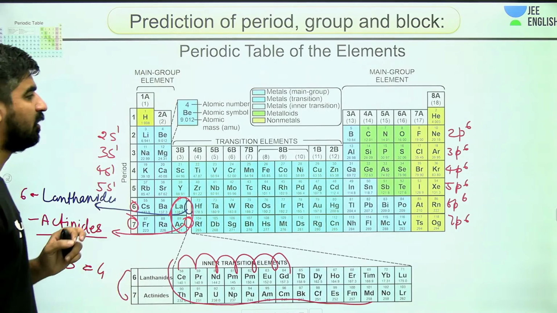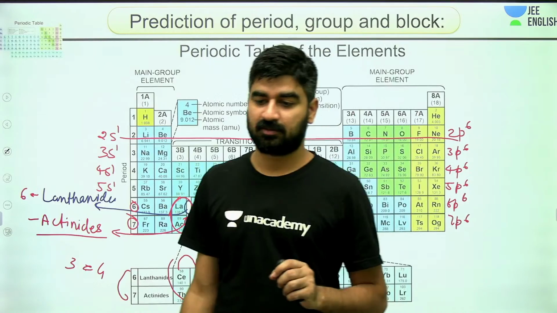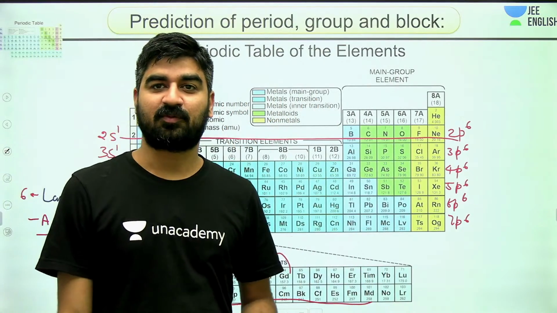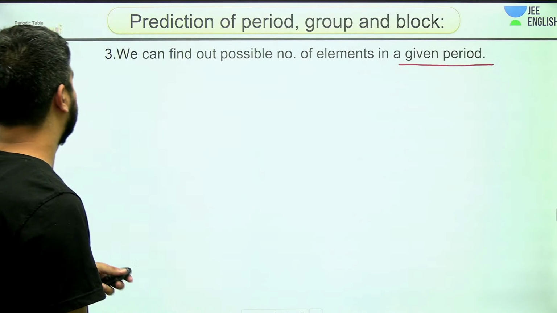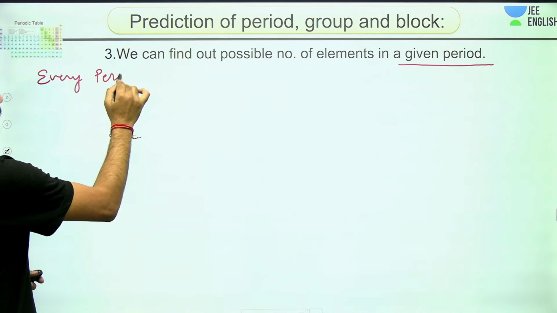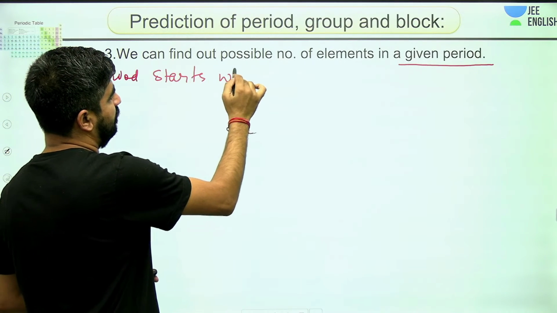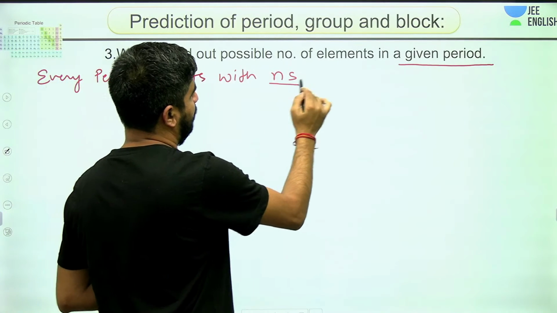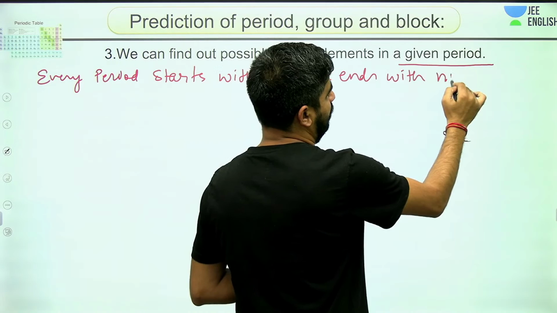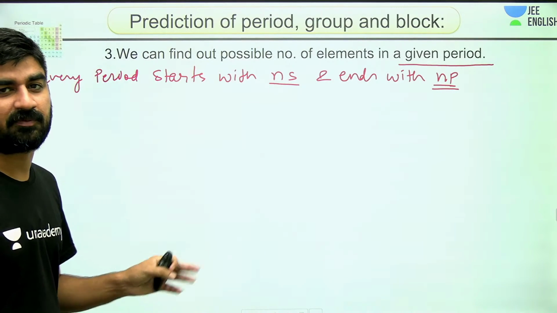And so on. So what I want to tell you guys, that every period starts with ns and ends with np. Why I'm telling you this? Just note it down. Every period starts with ns and ends with np, right? So just leave the first period, except first period.